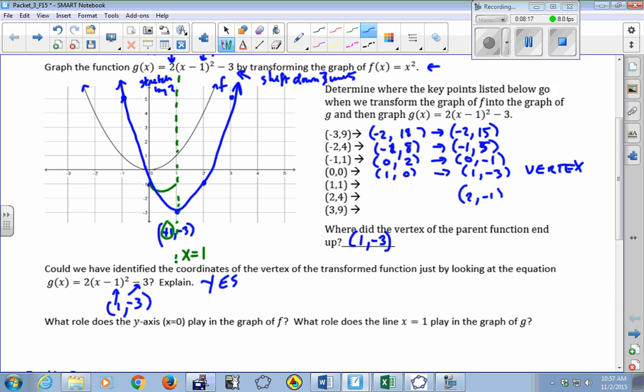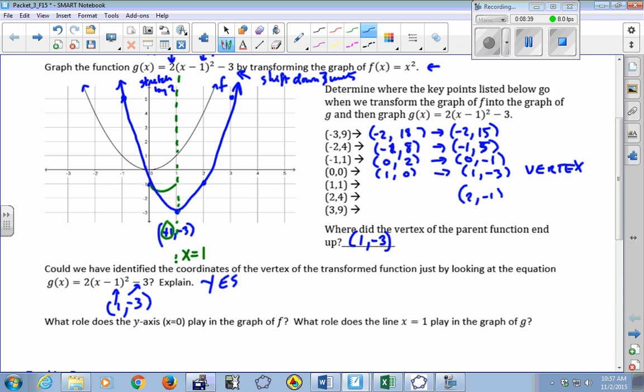Now notice this form has a subtraction here. And the general form of this particular, the vertex form is always going to have a subtraction here. So if you're moving to the right, this number will be +1. If you move to the left, it will be negative, and that changes that to addition.